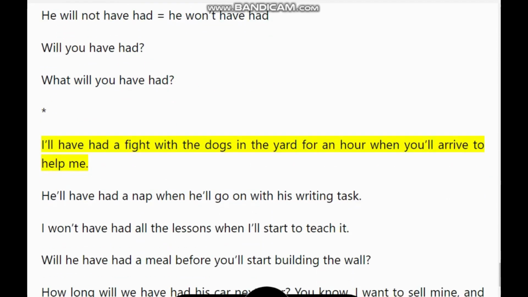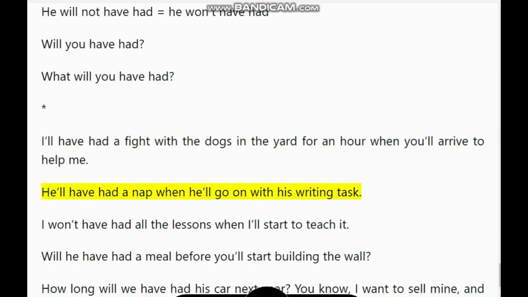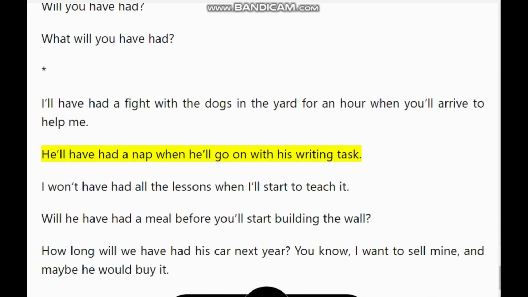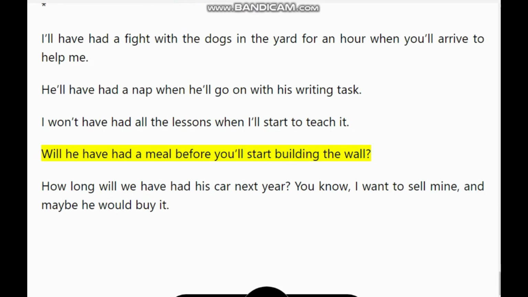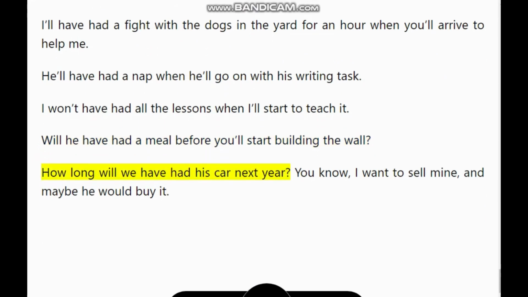I'll have had a fight with the dogs in the yard for an hour when you arrive to help me. He'll have had a nap when he goes on with his writing task. I won't have had all the lessons when I start to teach it. Will he have had a meal before you start building the wall? How long will we have had his car next year? You know, I want to sell mine, and maybe he would buy it.